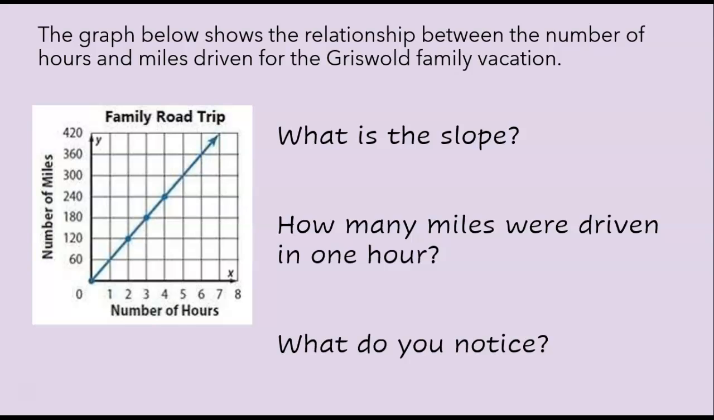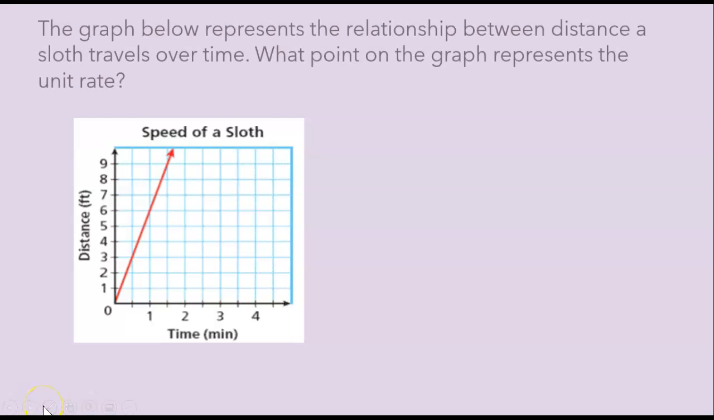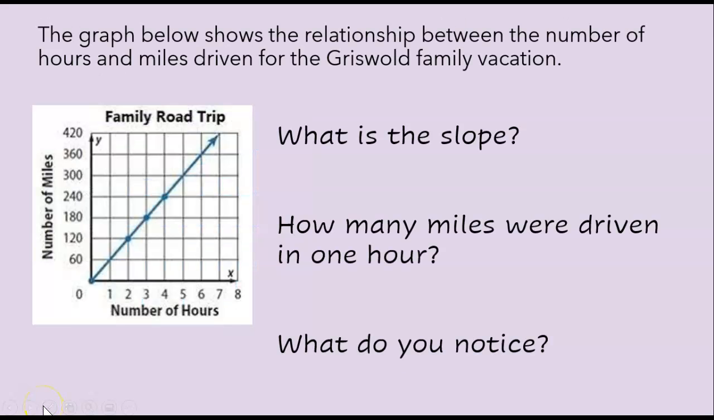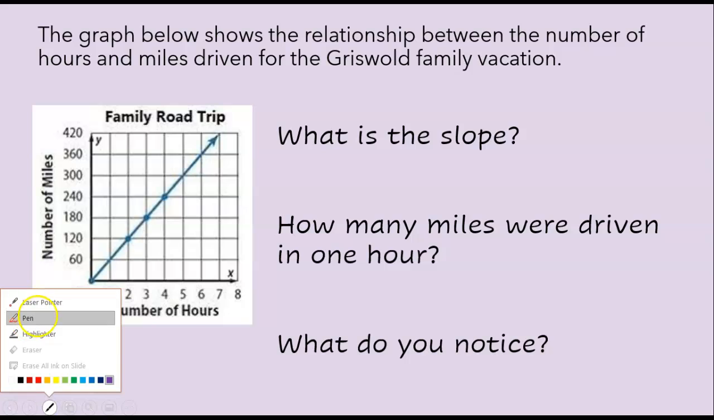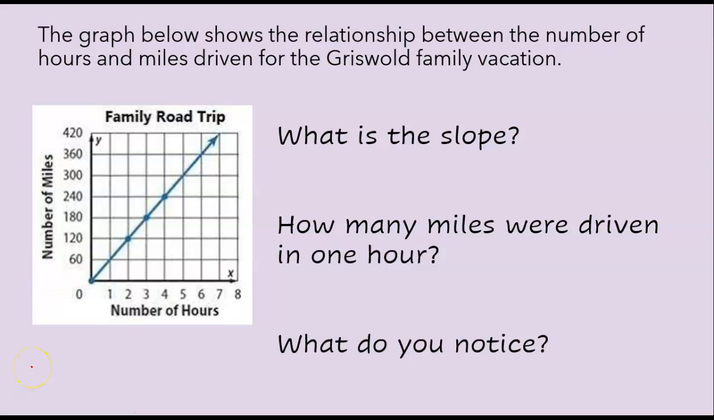So the first question wants to know, what's the slope? We want to find out what is the slope. How do we find slope again? M equals rise over the run. And if it helps you to put the arrows so you know which direction, you could do that. Notice we have the arrows also on the board, rise and run.